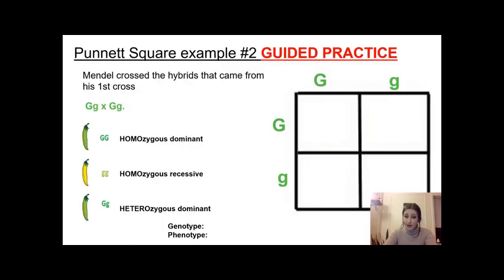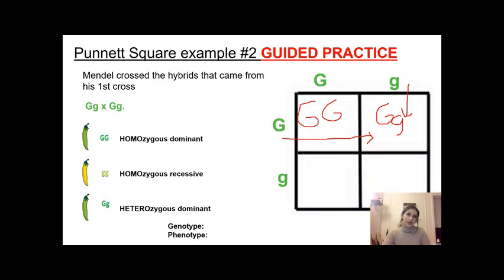All right, so now we're gonna do a guided practice together. This time, instead of Mendel's first cross, we're gonna cross 2 of the hybrids together and see what happens. So, Jimmy, can you tell me what the first thing I should do is? Take the big G and put the big G. What should I put in the first box? Good, big G. Awesome. Okay, what should I put in the next box to the right? Samantha? Little g? No. Remember, we have to take this one going across, which is, good, big G, and then take the one going down, which is little g.